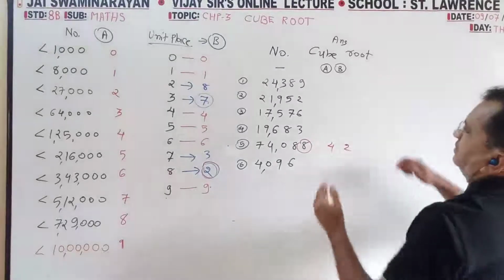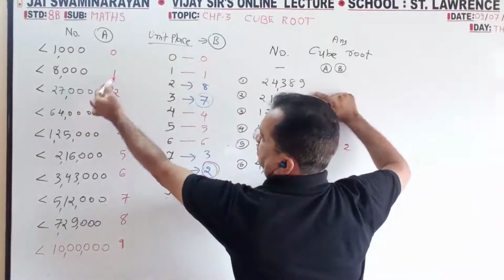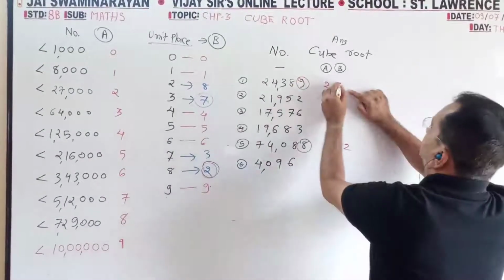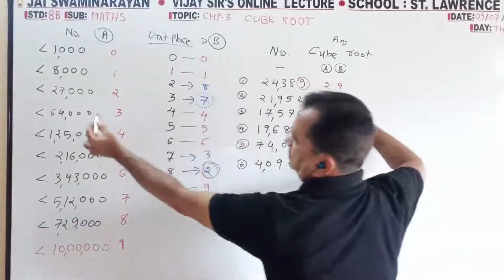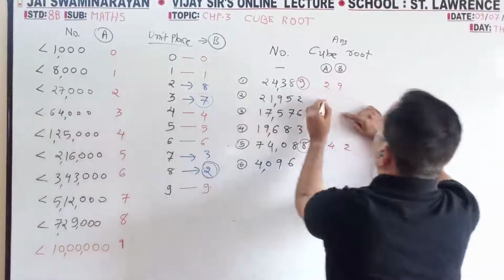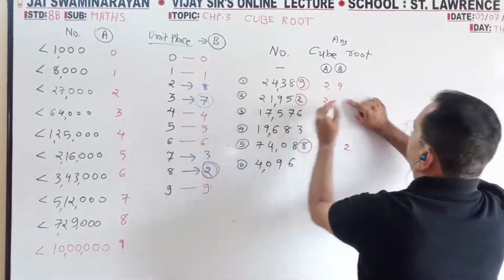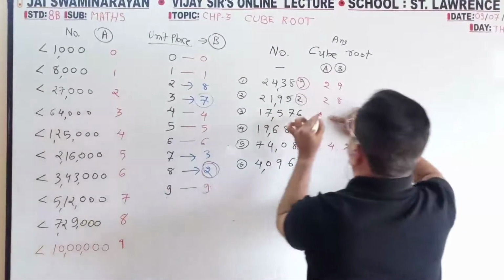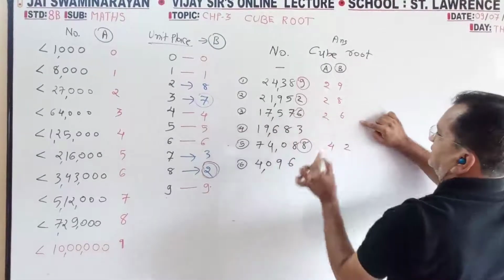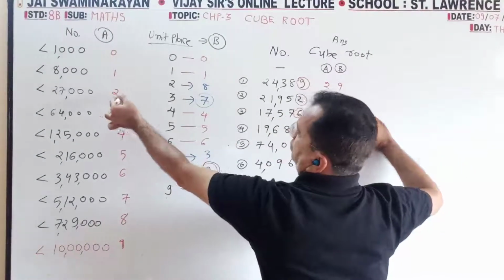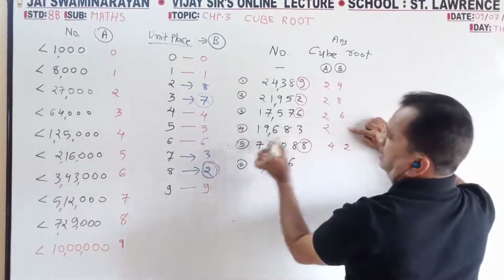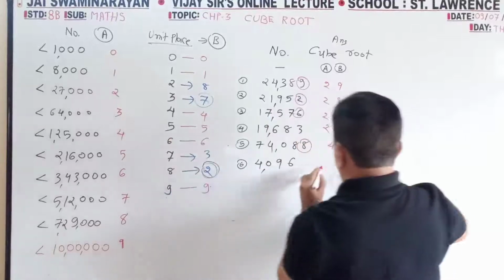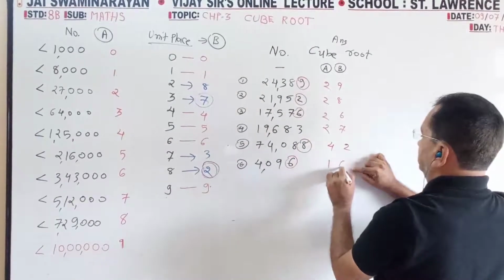Okay, next number. 24,000. 24,000 is not less than this, it is less than this, so it is 2. And for 9, it is 9. For 21,000, again this, so it's 2. Last number 2, for 2 it is 8. 17,000, again this, so 2. And for 6, it is 6. For 19,000, 2. And for 3, it is 7. For 4,000, less than this, 1. And for 6, it is 6.